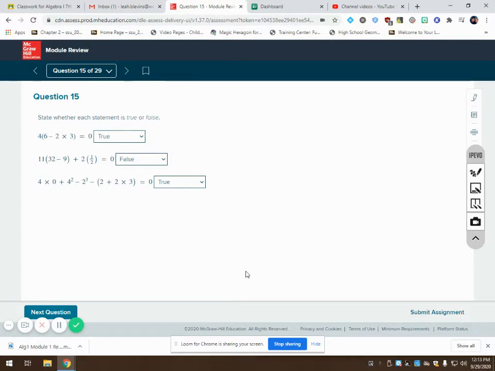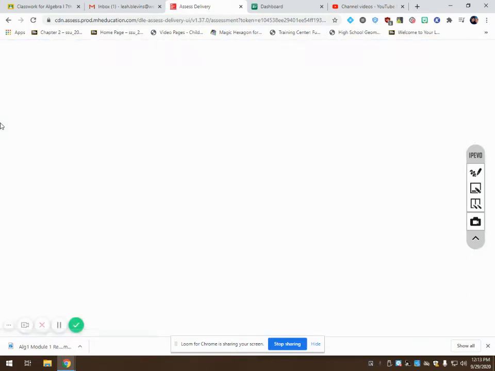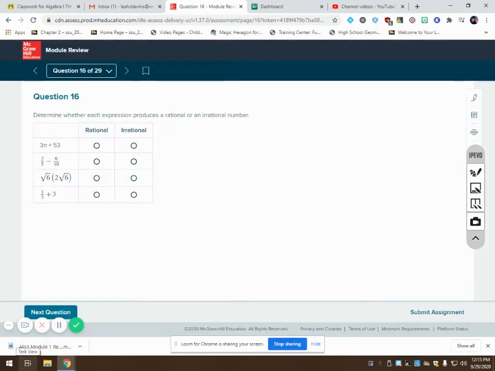We're looking at question number 16. And the next question here says, state whether each statement is true or false. We've already done this one. Now the next question. Now we're going to go forward to 20. Refresh. Okay, so I have to refresh and go back in. Okay, started over. So number 16, determine whether each expression produces a rational or an irrational number.